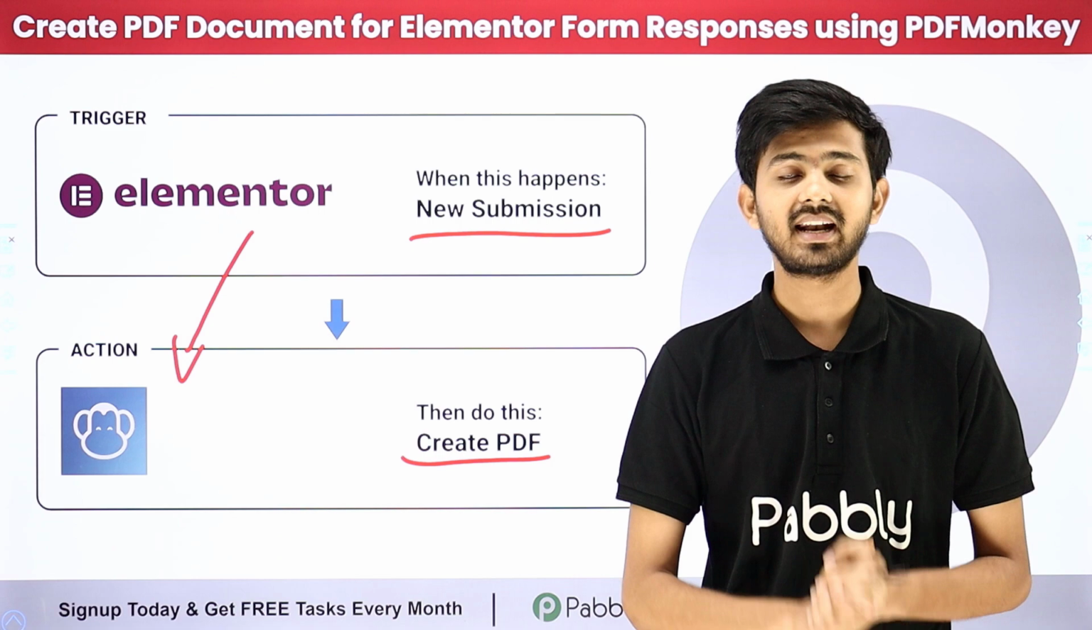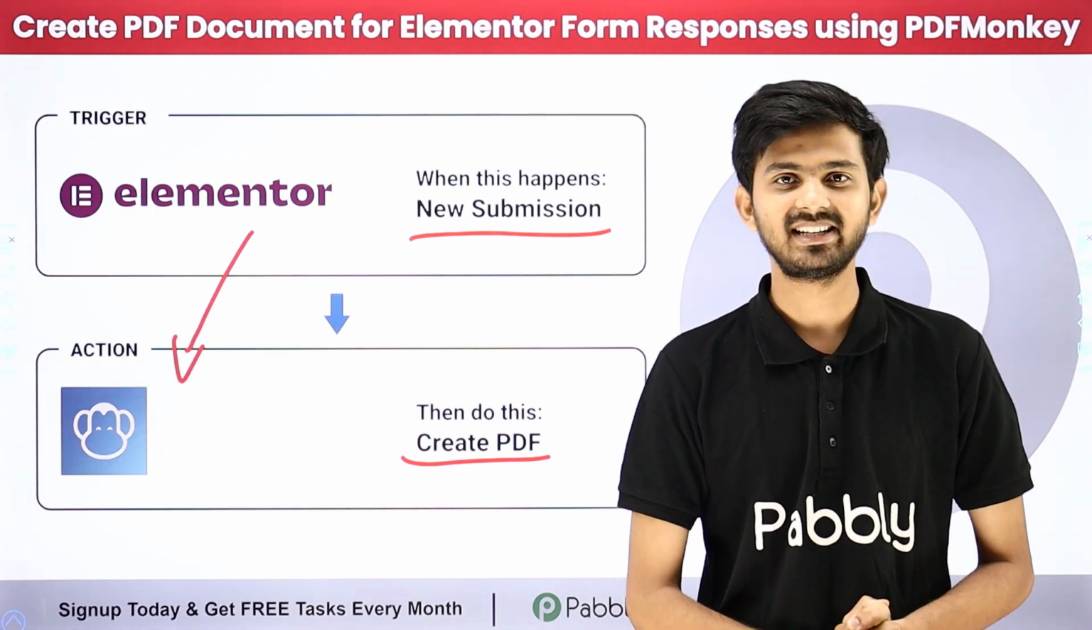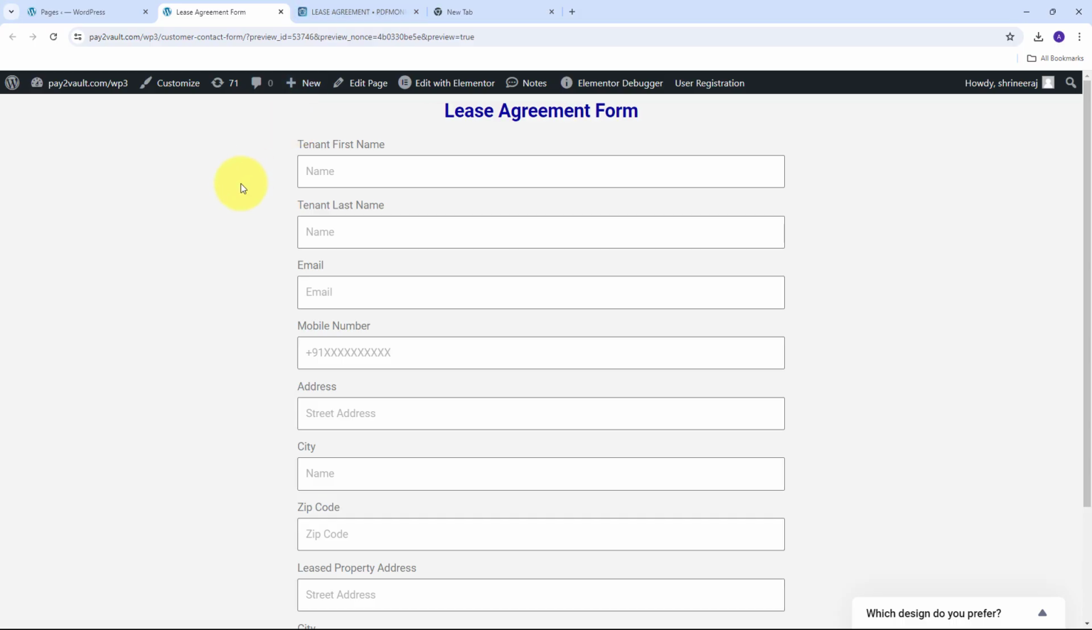So how am I going to build this connection? For that, let me take you to my computer screen. I hope you can all see my computer screen, and today we are going to see how we can create a PDF document from Elementor form responses using PDFMonkey.